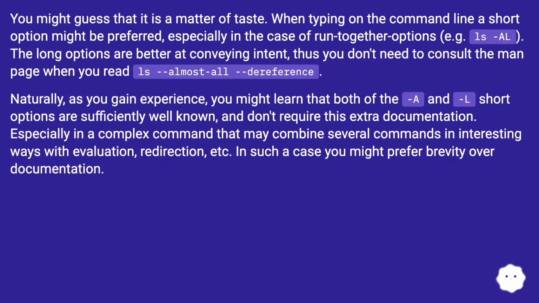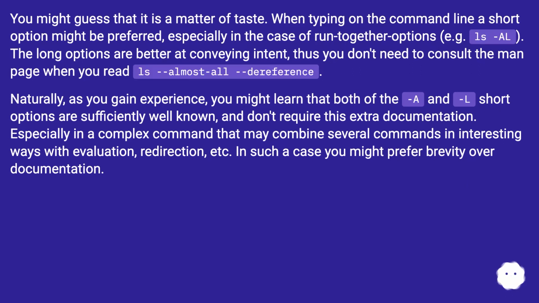You might guess that it is a matter of taste. When typing on the command line, a short option might be preferred, especially in the case of run-together options, e.g. ls -lA. The long options are better at conveying intent, thus you don't need to consult the man page when you read ls --almost-all --dereference.